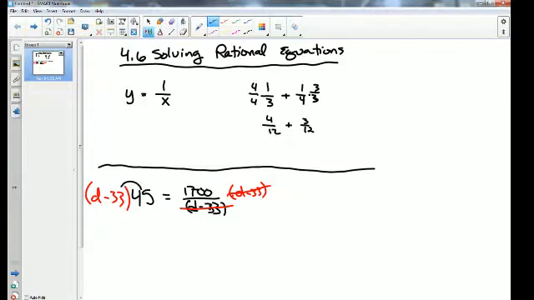Here we will distribute with the distributive property. What's 33 times 45? A big number. And you can solve that linear equation, right?